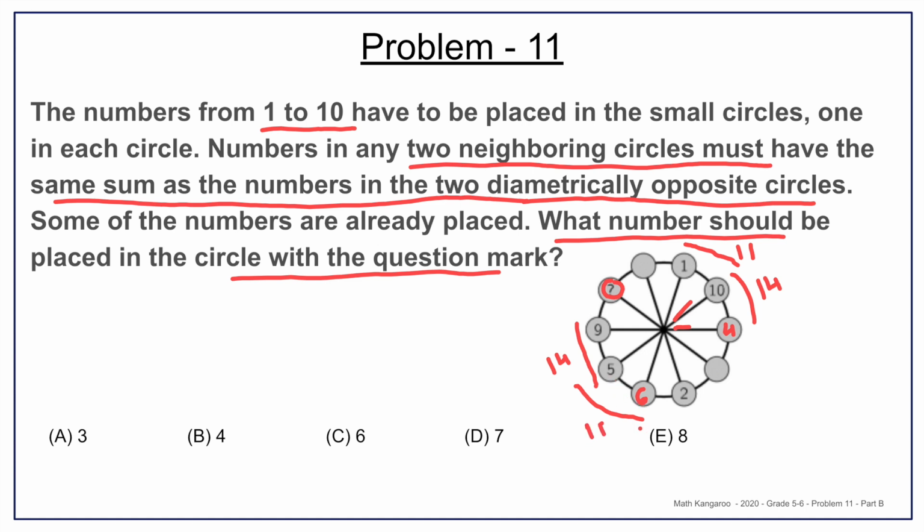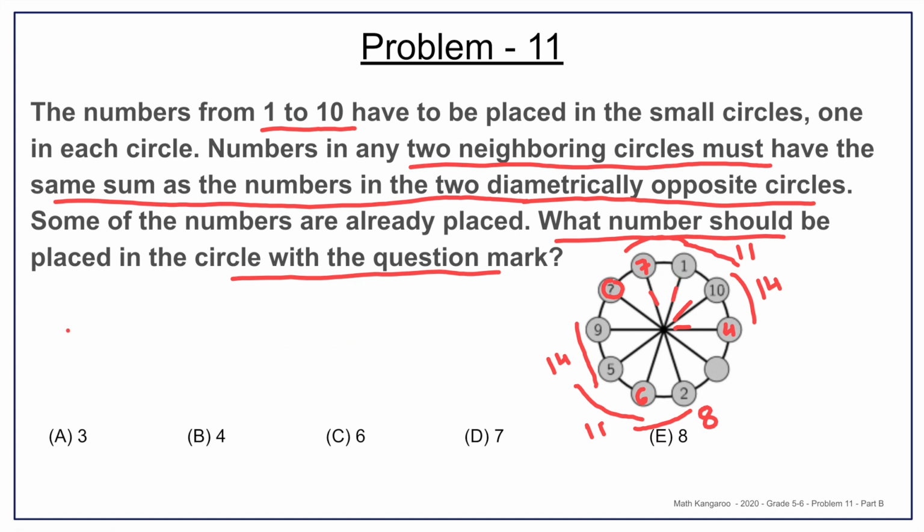Now let us move ahead and see between these two numbers, and diametrically opposite is this 2 here. So we have 6 plus 2 gives 8. And here we already have 1. So what is missing is 7.